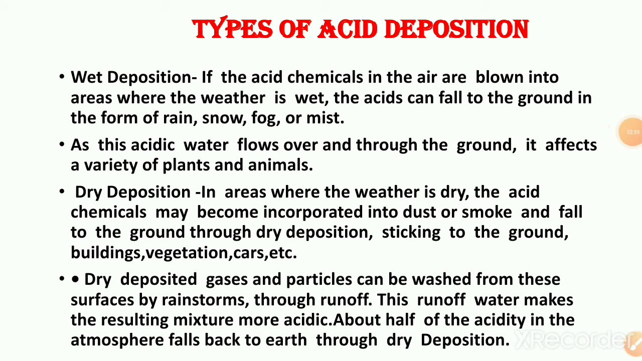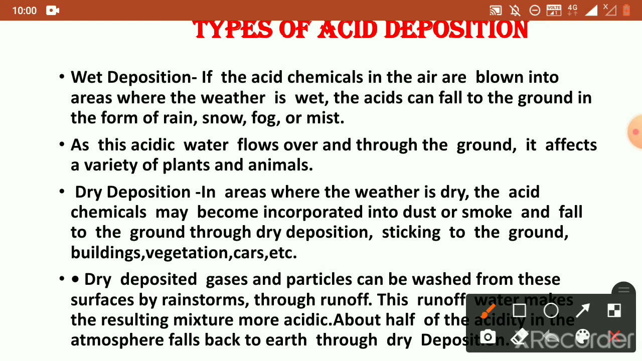Now we will see the types of acid rain or acid deposition. Acid rain is of two types. First is wet deposition, second is dry deposition. Wet deposition occurs if the acidic chemicals in the air are blown into the areas where the weather is wet. The acidic components can fall to the ground in the form of rain, snow, fog, or mist. As this acidic water flows over and through the ground, it can affect a variety of plants and animals.